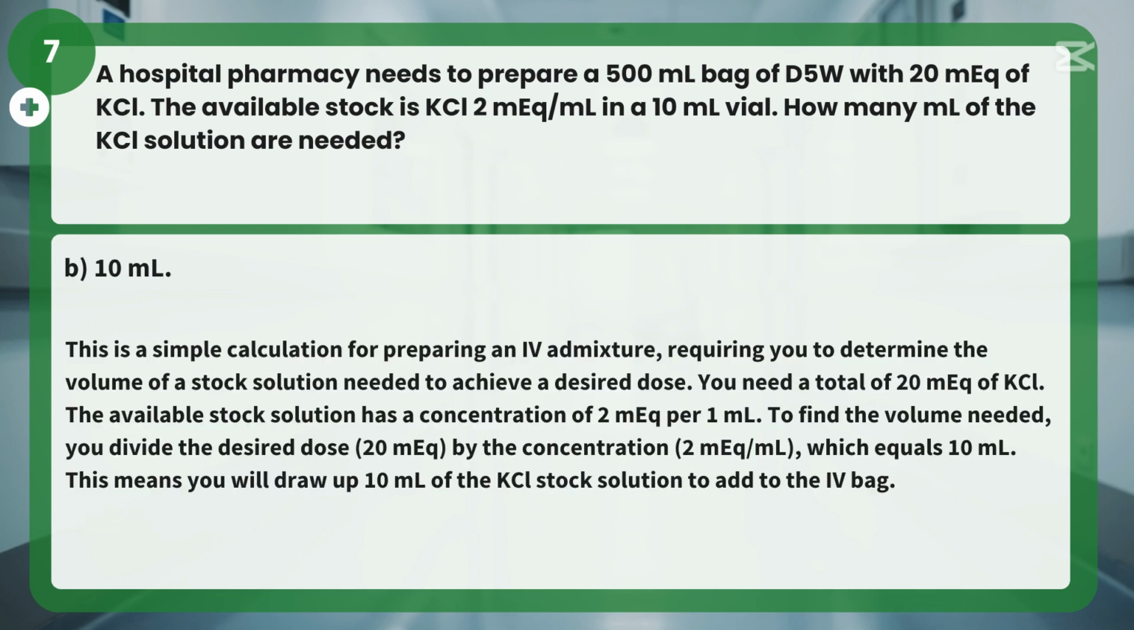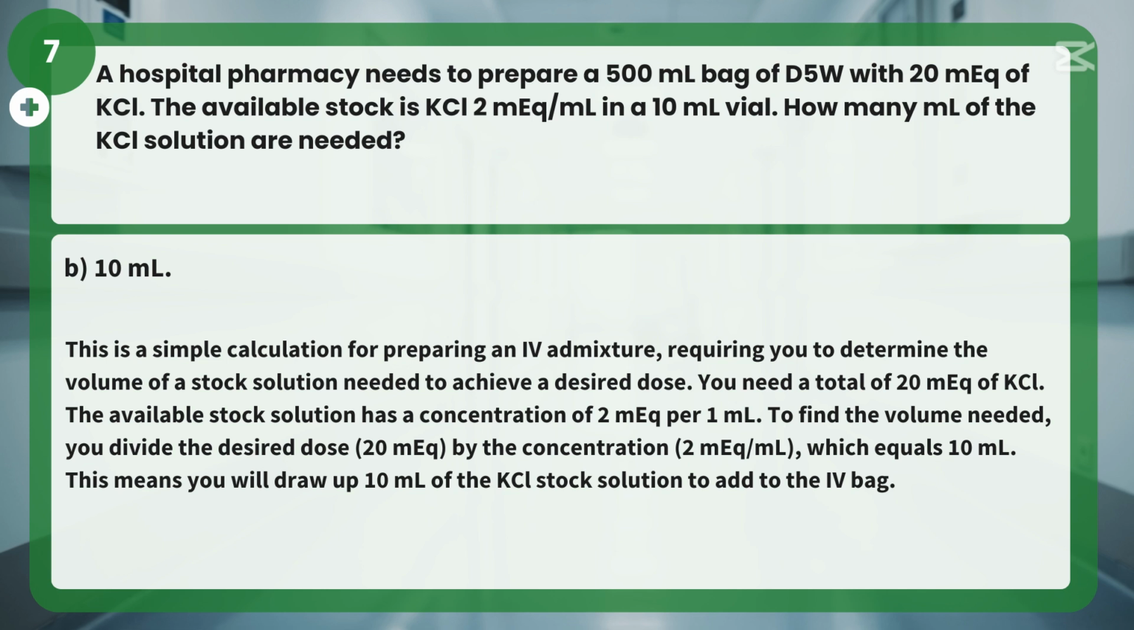Answer B. 10 milliliters. This is a simple calculation for preparing an IV admixture, requiring you to determine the volume of a stock solution needed to achieve a desired dose. You need a total of 20 milliequivalent of KCl. The available stock solution has a concentration of 2 milliequivalent per 1 milliliter.